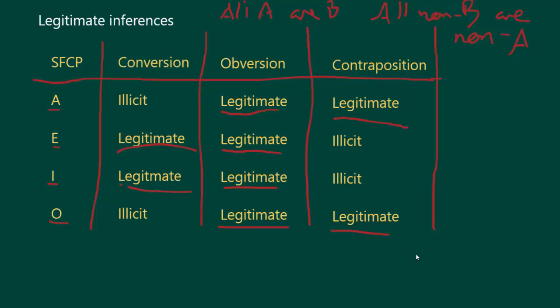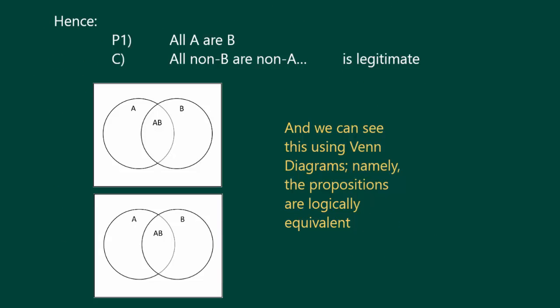So this chart can help you determine very quickly with immediate inferences, if they're categorical propositions, whether we have a valid argument or an invalid argument on our hands. And we can even use Venn diagrams to prove this to ourselves.